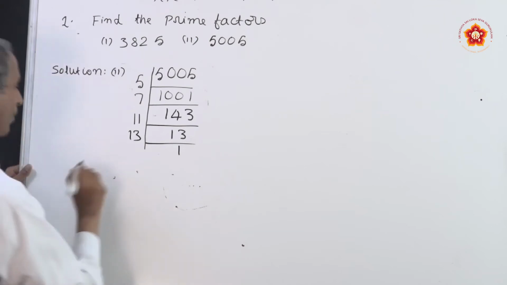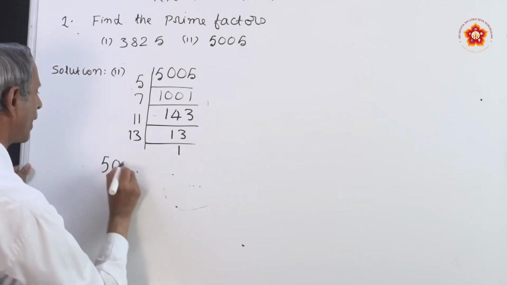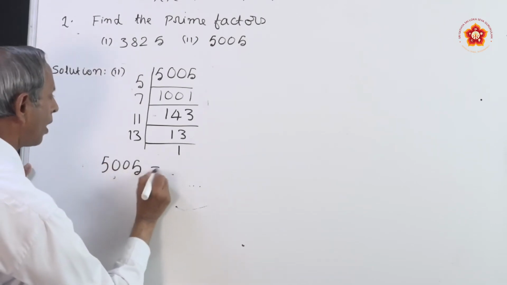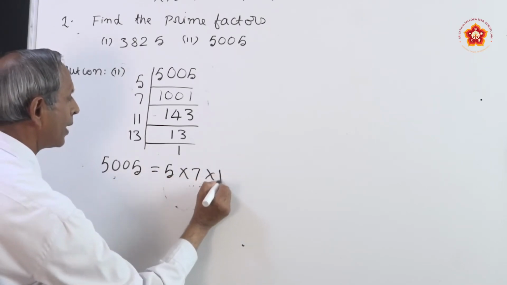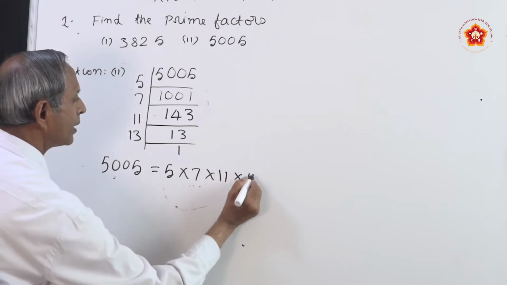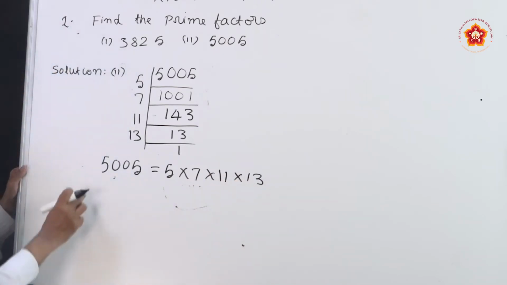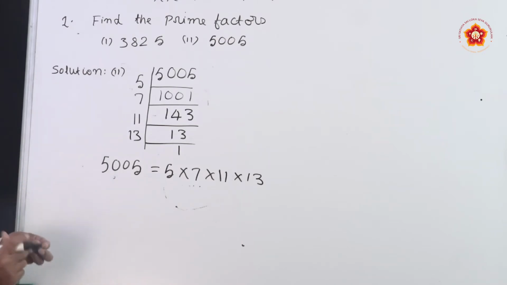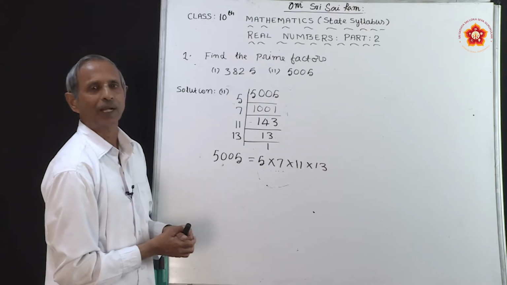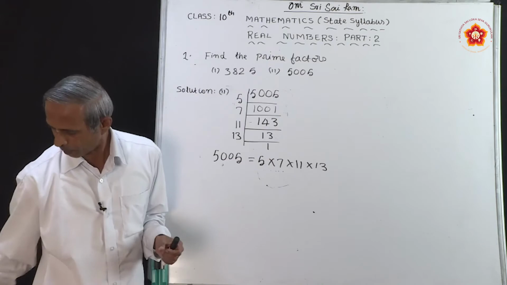So the prime factors of 5005 are 5 into 7 into 11 into 13. These are the prime factors of 5005. Using this prime factorization, we can find LCM and HCF of any two positive integers. Let us move to the next problem.